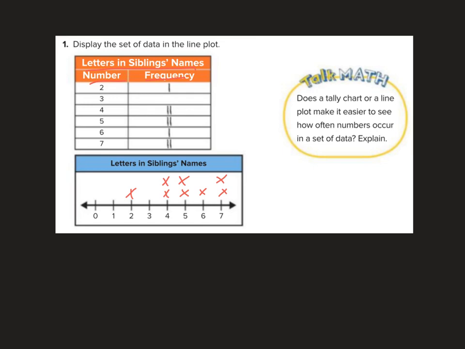Okay, so does a tally chart or a line plot make it easier to see how often numbers occur in a data set? Kind of the line plot does, don't you think? It's easier because you just have to look quick to see which one has the most. Whereas when you're looking at a frequency table or a tally chart, you have to kind of think more. You have to look at each one and make sure you're not missing anything. Whereas the line plot just shows it really simply.